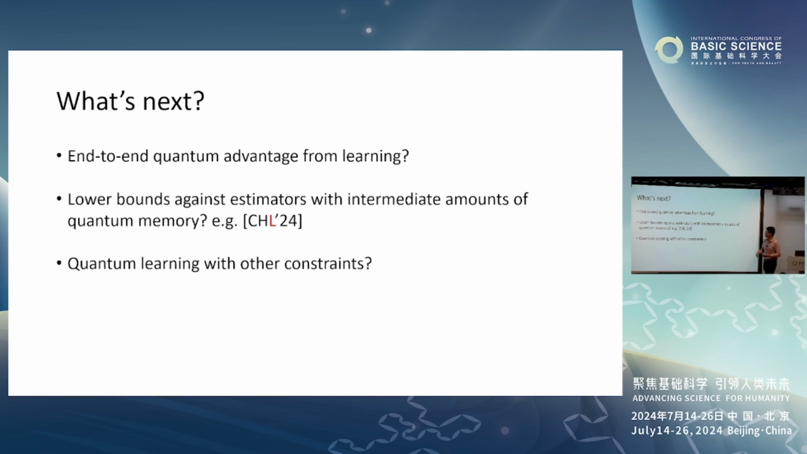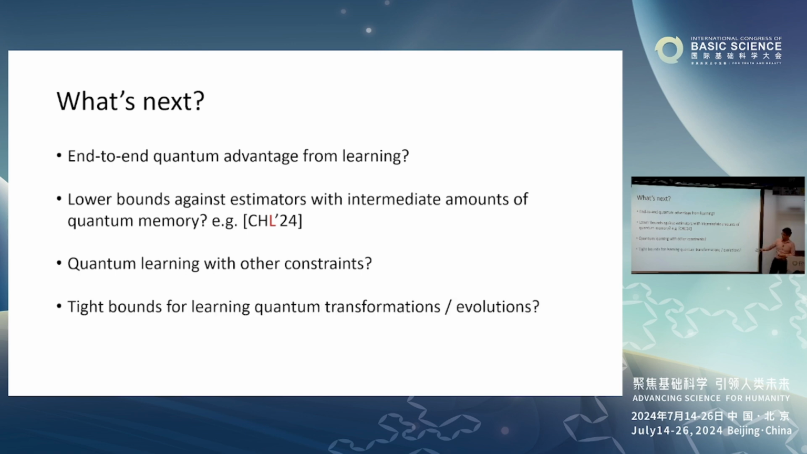Another very natural question is what about quantum learning with other constraints inspired by practical quantum computers, not just quantum memory? Maybe constraints on the architecture of the measurements, or constraints on the state itself. Another really nice question is whether we can obtain tight rates, not for learning quantum states, but for quantum channels or transformations and other things, which I haven't defined, or quantum evolutions. Okay, so that's it. Thank you very much.